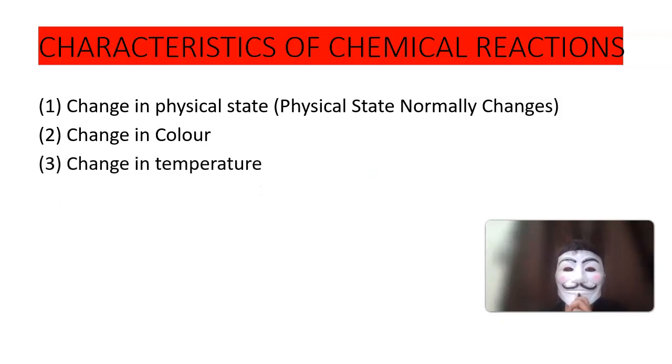Next, a change in temperature. In a chemical reaction, you must be knowing that many times there is a change in physical state of the reactants. Change in color could also be seen. We will also see some examples ahead. And change in temperature is very common. It usually happens many times. Even change in color happens many times. Change in temperature is also very common. So let's see the next one.